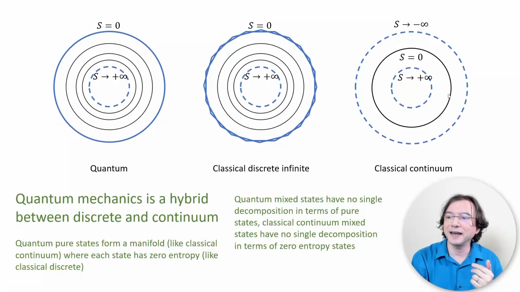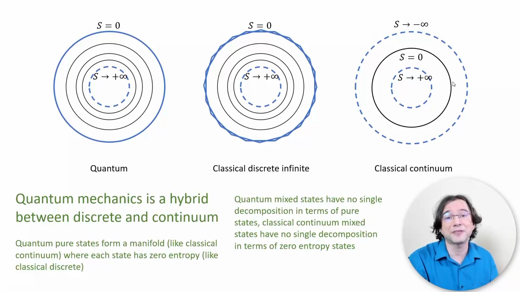But in classical mechanics, if you take a state with entropy greater than zero, then you are going to have multiple decompositions, not in terms of the pure state, so that's always a single decomposition, but you can have multiple decompositions in terms of zero-entropy states, right? The idea is that the way this looks similar essentially is that quantum mechanics kind of looks like the interior part, without the minus infinity.